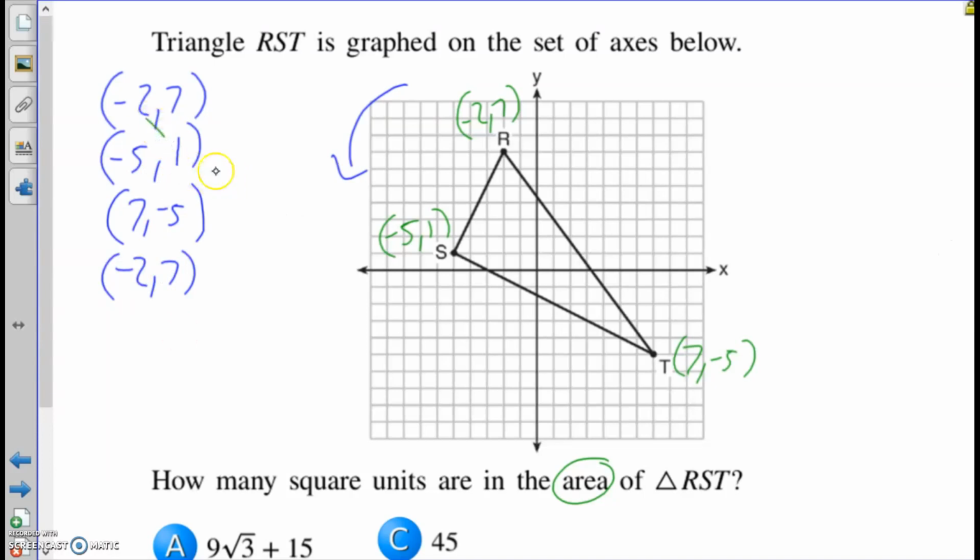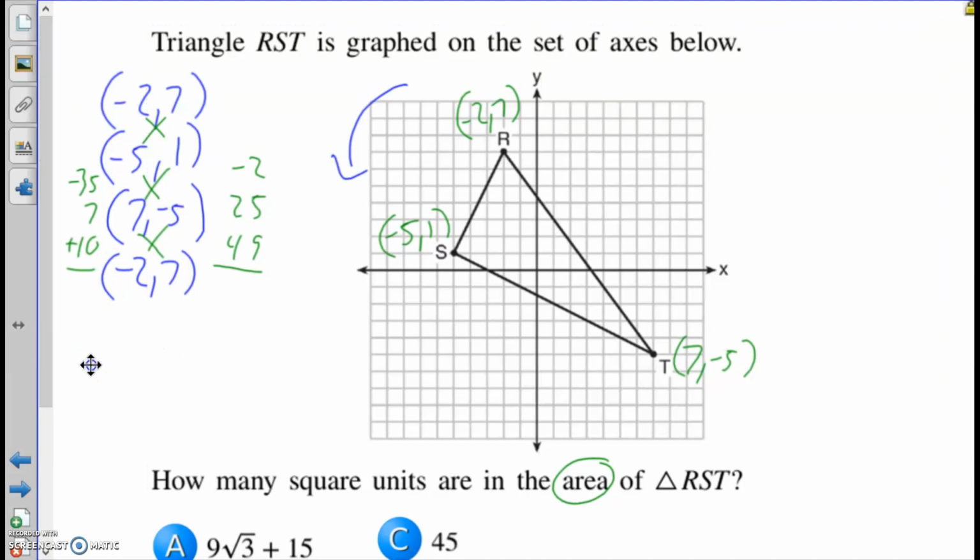So -2 times 1 is -2. -5 times -5 is 25. 7 times 7 is 49. And I add the total together this way. And then I'm also going to multiply it the other way. That's why it's called shoelace, because they end up looking like shoelaces. 7 times -5 is -35. 1 times 7 is 7. -5 times -2 is +10. And I'm going to add these together.